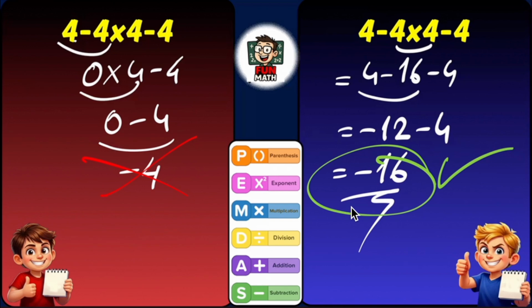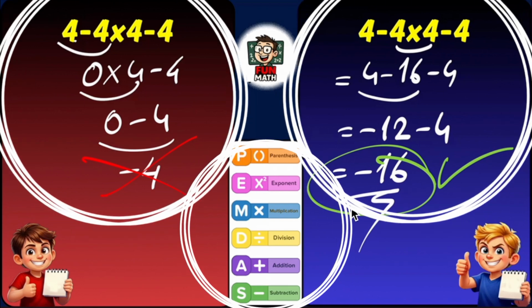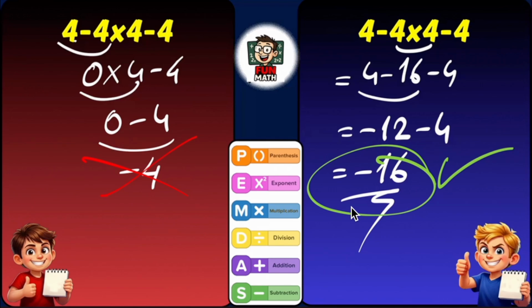Okay? Today we learned the wrong answer and the correct answer and the rule behind it. I hope it makes sense now.